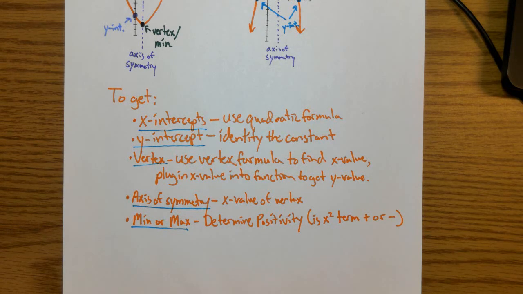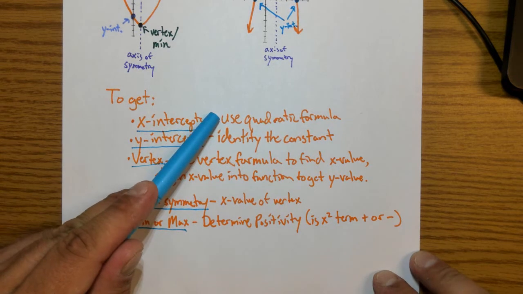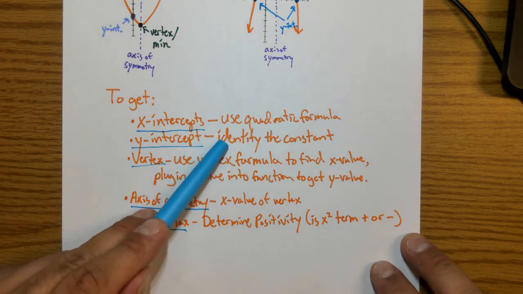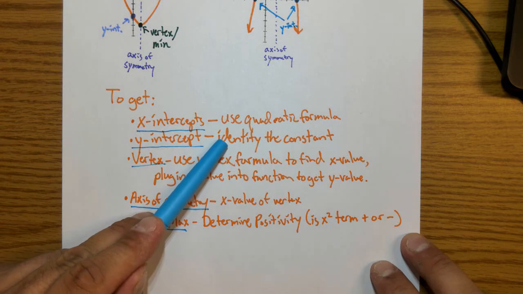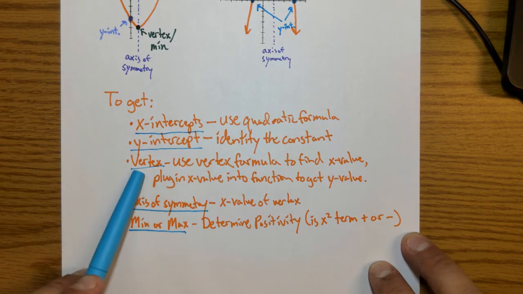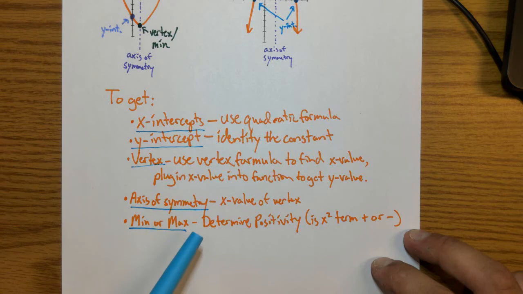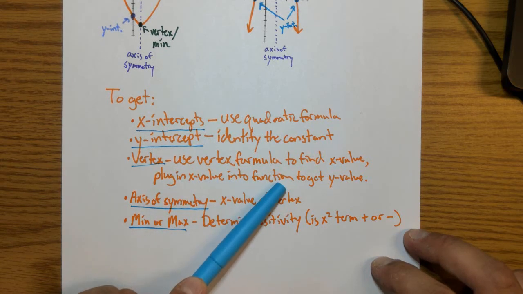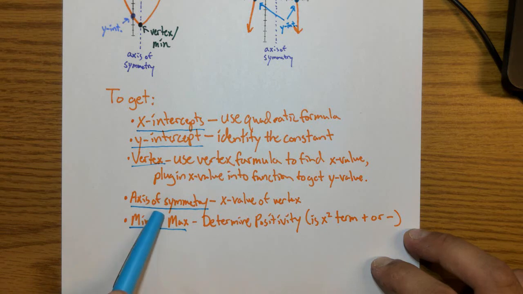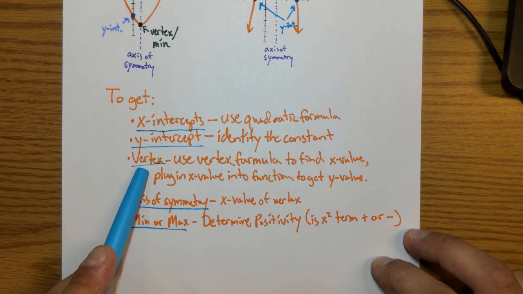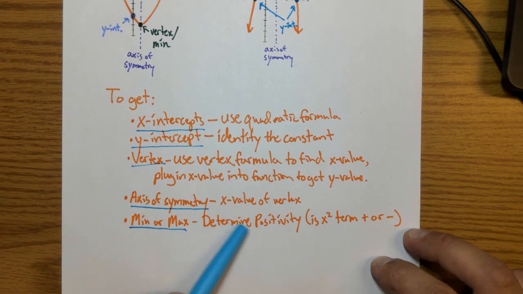The x-intercepts, we use the quadratic formula to find them. The y-intercept, that one's easy. We just identify the constant. So it's the number in the function that does not have an x on it. Then the vertex, remember, we use the vertex formula to find the x value and plug in that x value to get the y value. And then the axis of symmetry is just the x value of the vertex, so that one's easy once you have the vertex. And then min or max, just determine positivity.